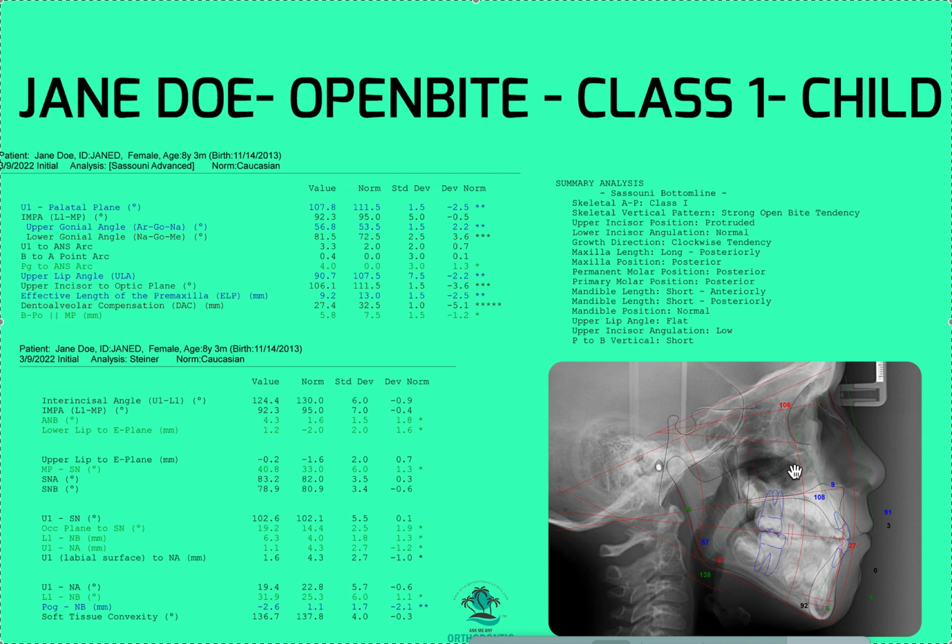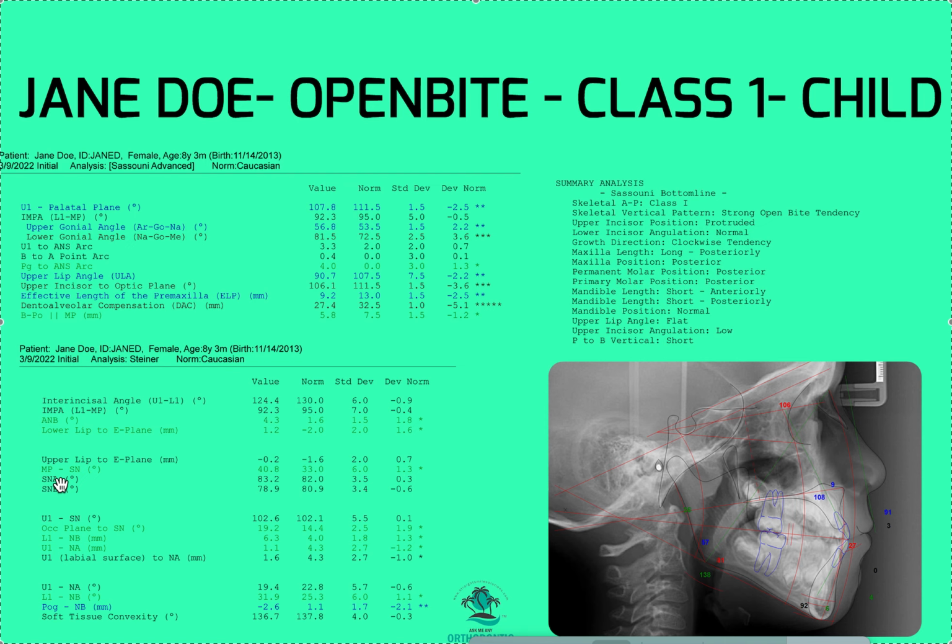So hopefully this helps you. Like I said, there are hundreds and hundreds of points and hundreds of plans. You just need to know the basics. But I love the idea of getting both the Sassouni and the Steiner analysis because I like SNA and SNB. Let me tell you a little bit about those points.